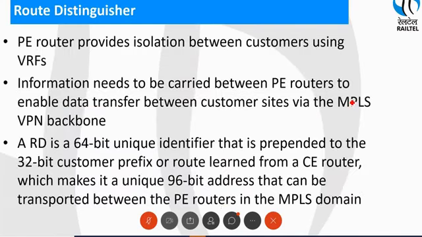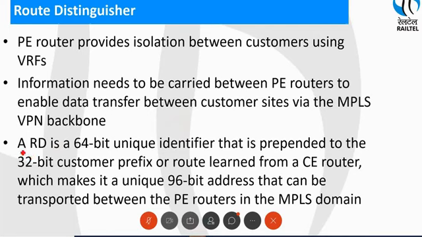So, the route distinguisher, like I was talking about. A VRF actually has two things, a route distinguisher and a route target. A route distinguisher is how the provider edge router provides isolation between customers using VRF. You all know that. Now, information needs to be carried between the provider edge routers to enable data transfer between customer sites across the MPLS VPN backbone. We also know that the information from provider edge router number 1 has to go to provider edge router number 4, which is directly connected to the destination, through the MPLS backbone, through routers number 2 and 3.